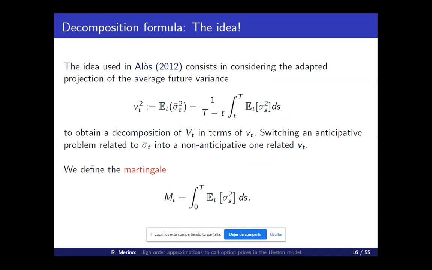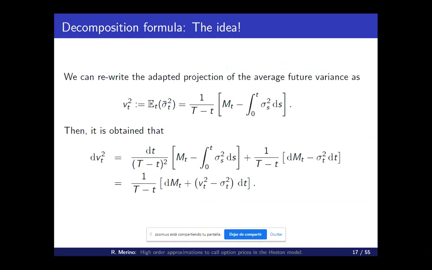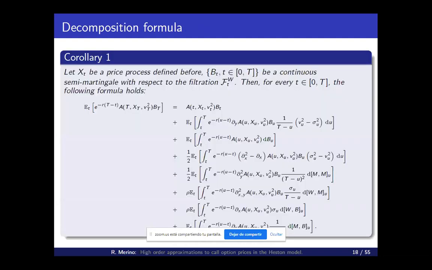We need to define the martingale M. It's just a matter of convenience as well. And we can rewrite the adapted projection in the following way. And if we differentiate, we obtain the following formula that is going to help us with the decomposition formula. So basically the decomposition formula is the following one. We're going to consider the log price process just as a matter of convenience, and we're going to define a B_t that is a continuous semimartingale with respect to the filtration. Later on we'll see why we need B_t. Now it's going to be a little bit pointless, but later we'll see that it will help us to generalize the way to decompose and approximate the formula.